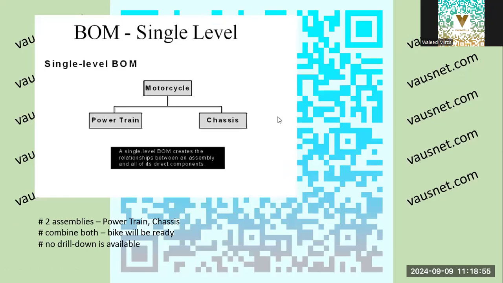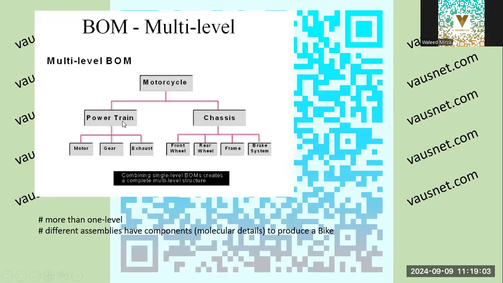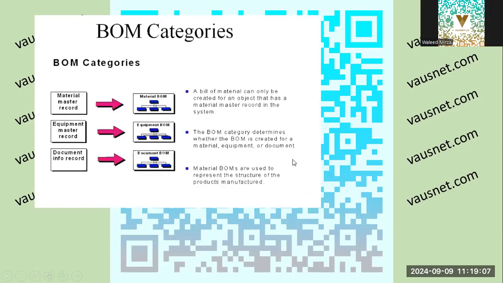There are types of bills of material BOM: single level, which has only a single level, which is powertrain and chassis. Multi-level has a detailed breakup of components. There are categories like material, equipment, document, info, record, and these all can be categorized and used as bills of material.